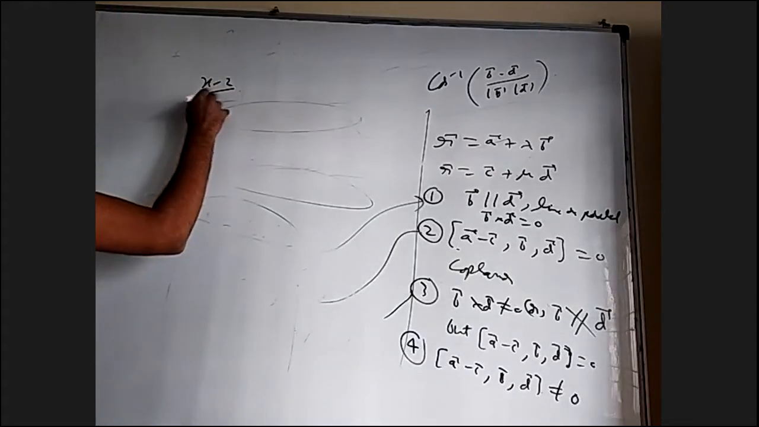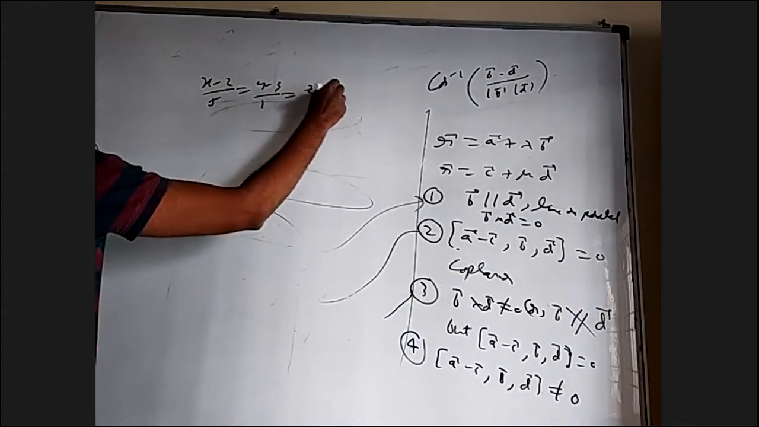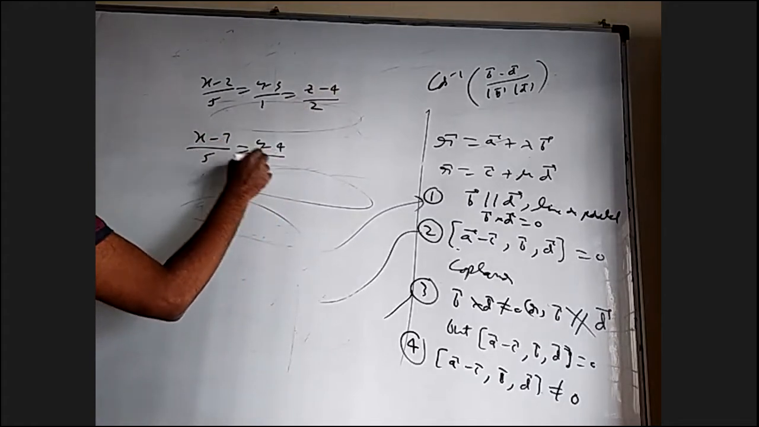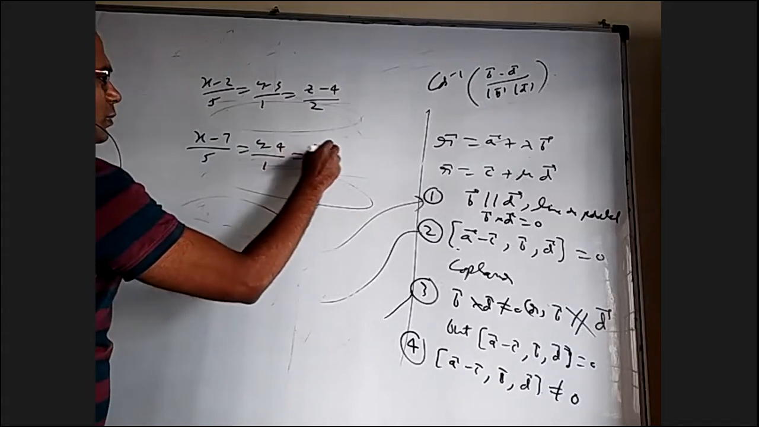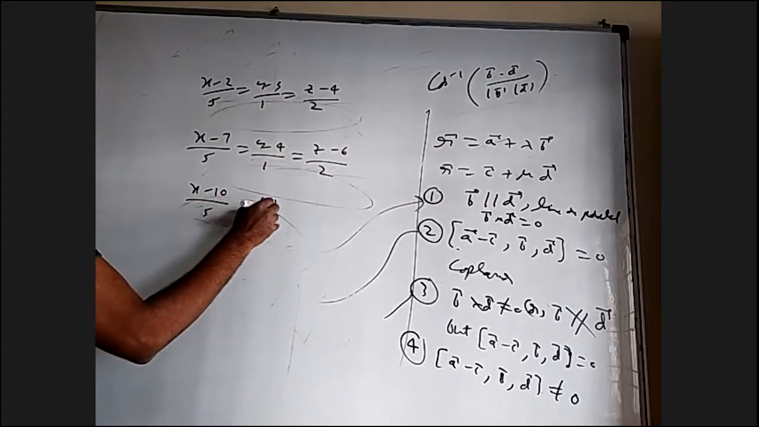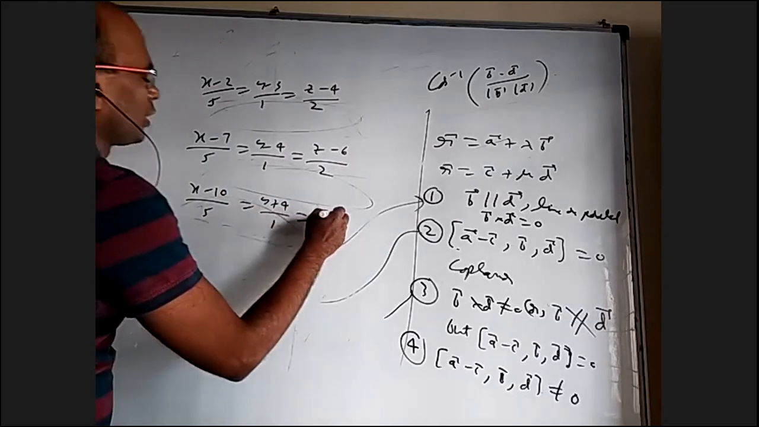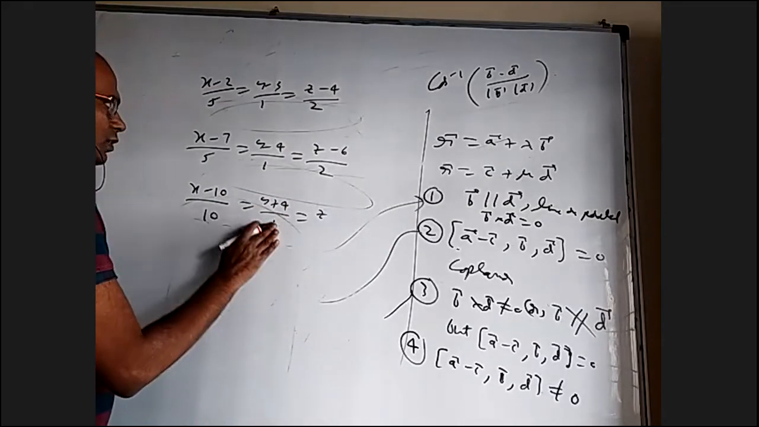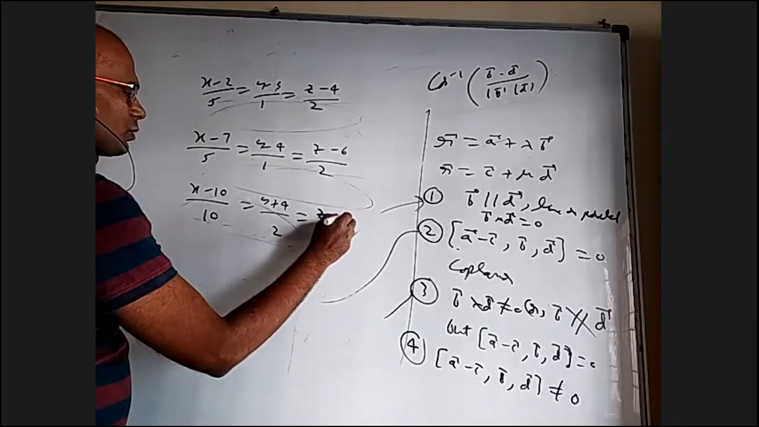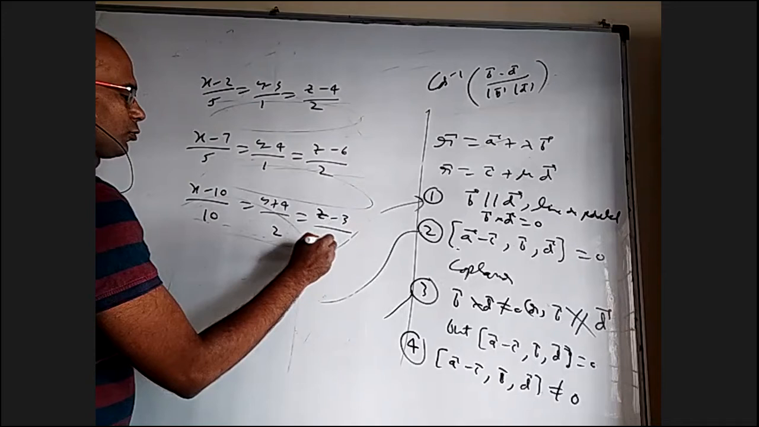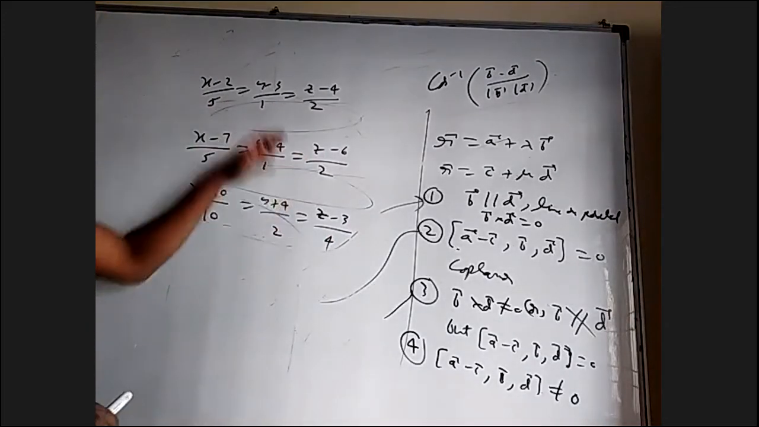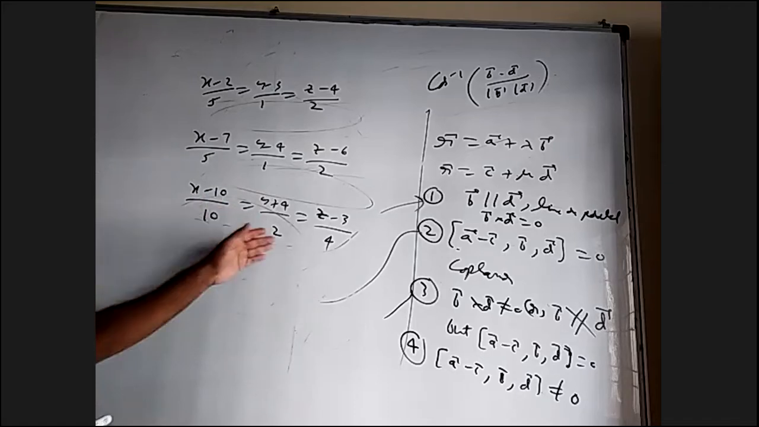Let us say (x-2)/5 = (y-3)/1 = (z-4)/2, and (x-7)/5 = (y-4)/1 = (z-6)/2. I take (x-10)/5 = (y+4)/1 = (z-3)/4, with direction ratios 10, 2 and 4. All are parallel lines, no doubt, because 5:1:2 and 5:1:2 are the same ratio. Even 10:2:4 is the same as 5:1:2.